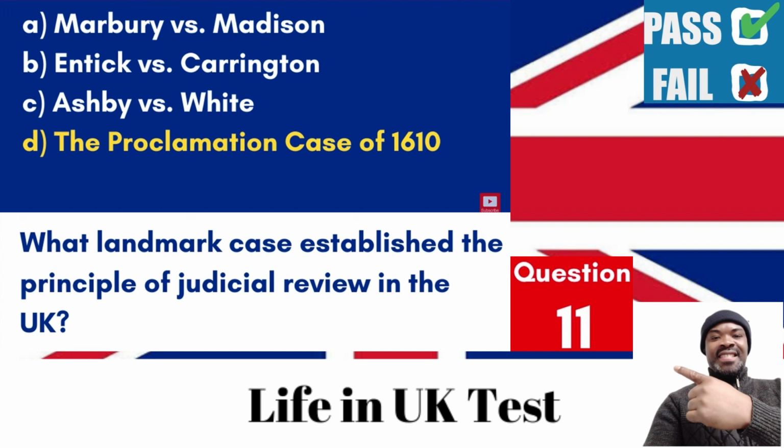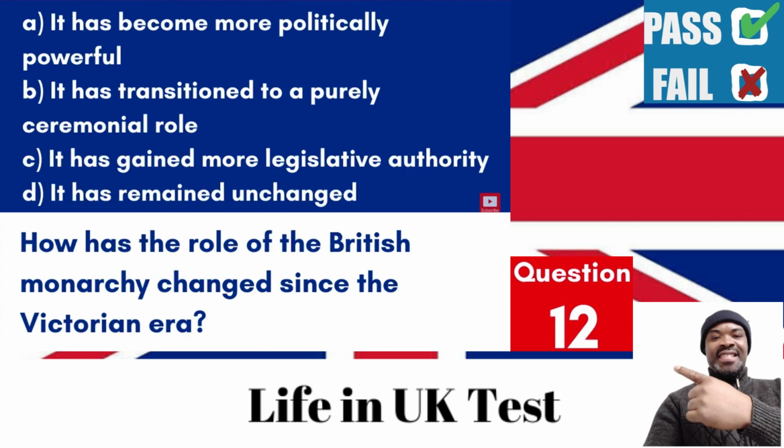Answer D. The Proclamation Case of 1610. This case is noted for establishing the principle that the King could not create new laws without the consent of Parliament, laying the groundwork for judicial review.